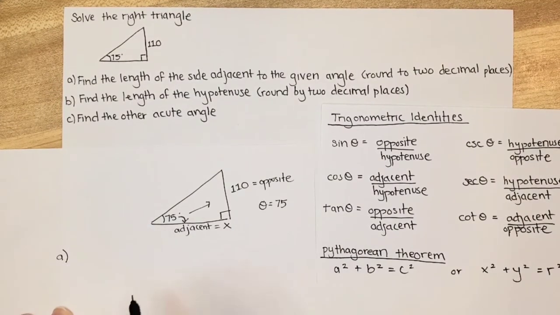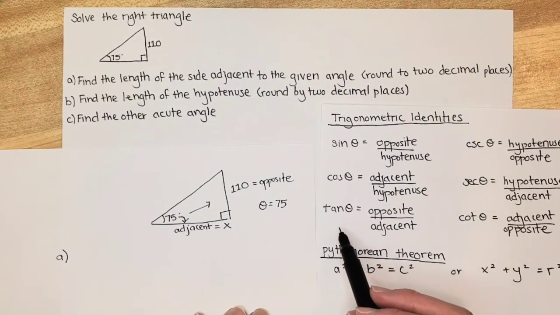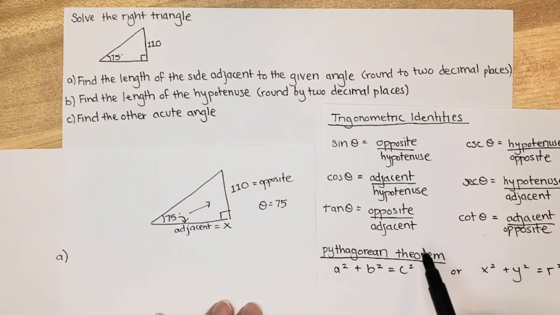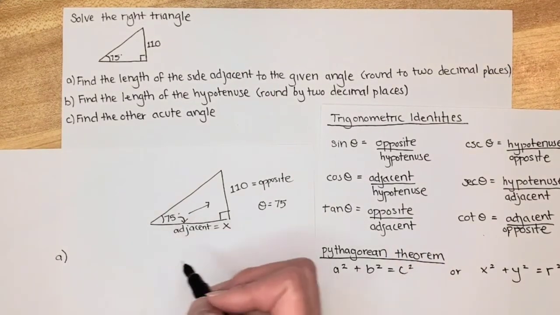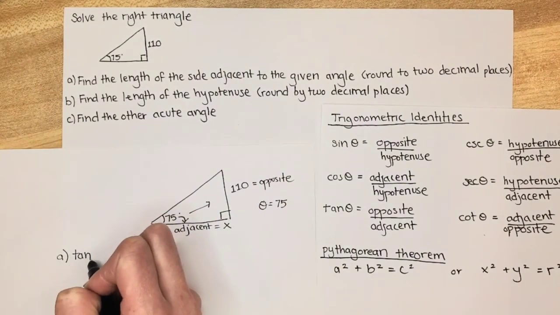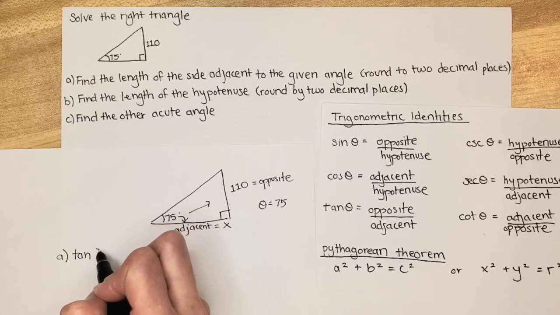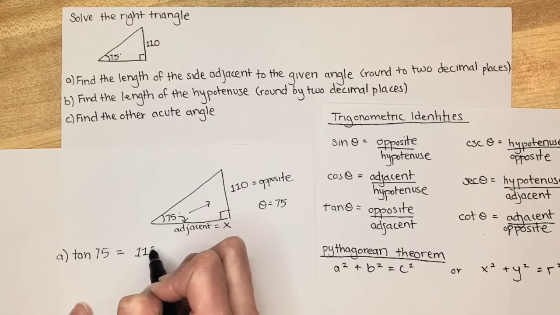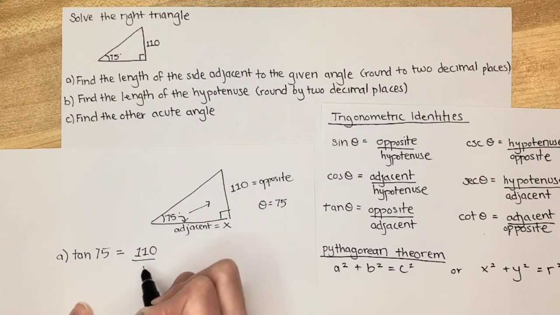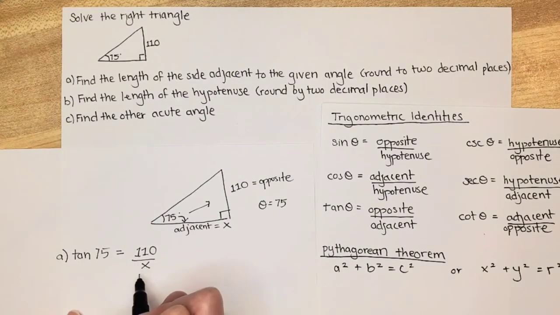Now let's figure out what that side adjacent to the given angle is. Essentially, the trigonometric identity we're going to want to use is either tangent or cotangent, because that's how we figure out the adjacent side. I'm going to use tangent, so we plug in 75 for our theta, and then plug in our opposite value, which is 110, and then we solve for our adjacent, which we're calling x.